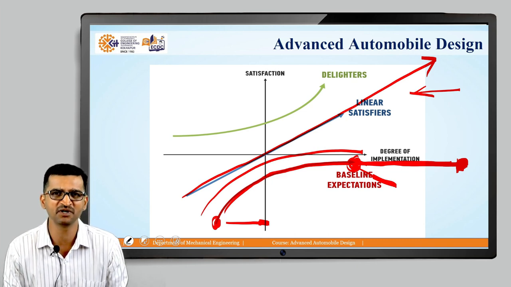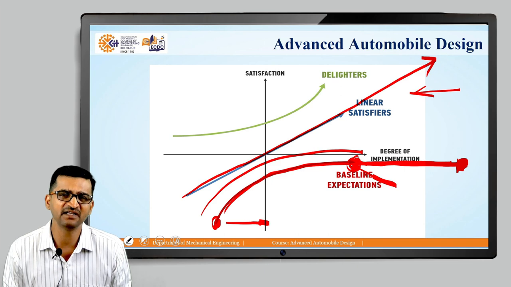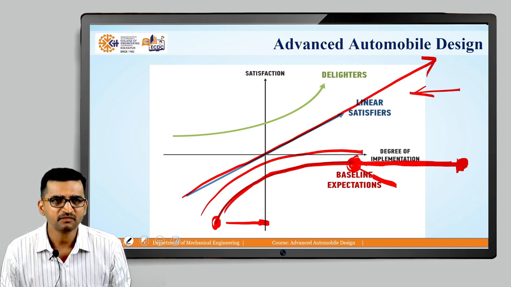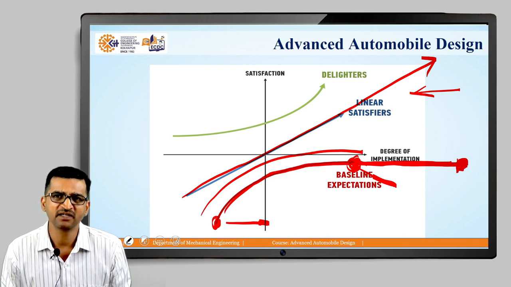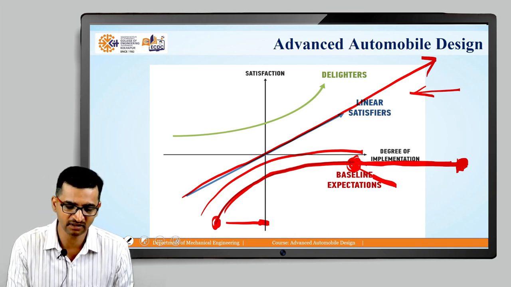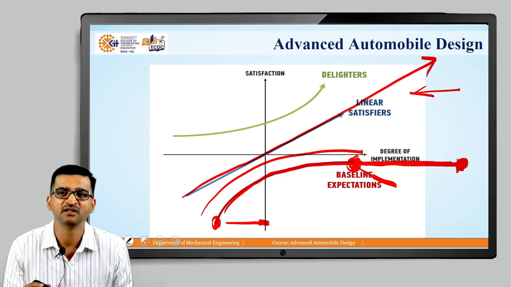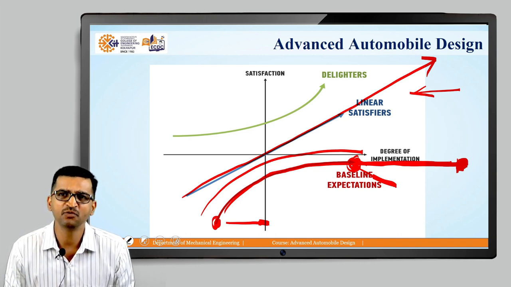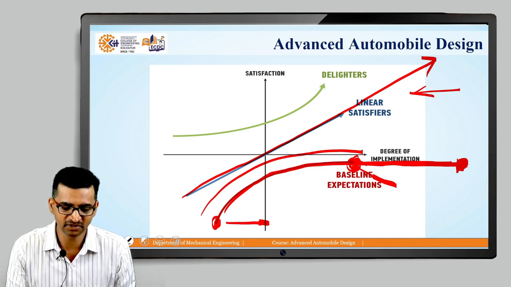Take an example: suppose your budget is say 80,000 rupees and you are trying to purchase a bike. Now fuel efficiency. Suppose one bike gives you 60 kilometers per liter of fuel and another bike gives you 75 kilometers per liter of fuel. Fuel efficiency is a linear satisfier. The more fuel efficiency, the happier people will be. So what will people do? They are ready to pay 10-15,000 rupees more for the bike which gives them 75-80 kilometers per liter compared to 60 kilometers per liter, because that average comes under linear satisfier.